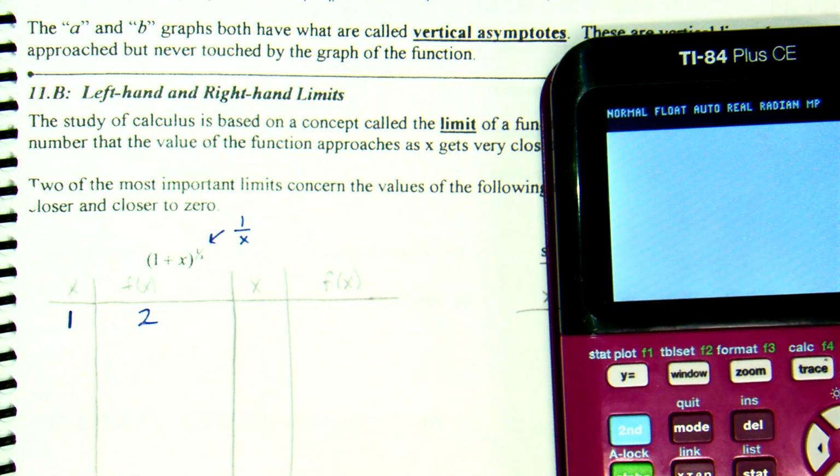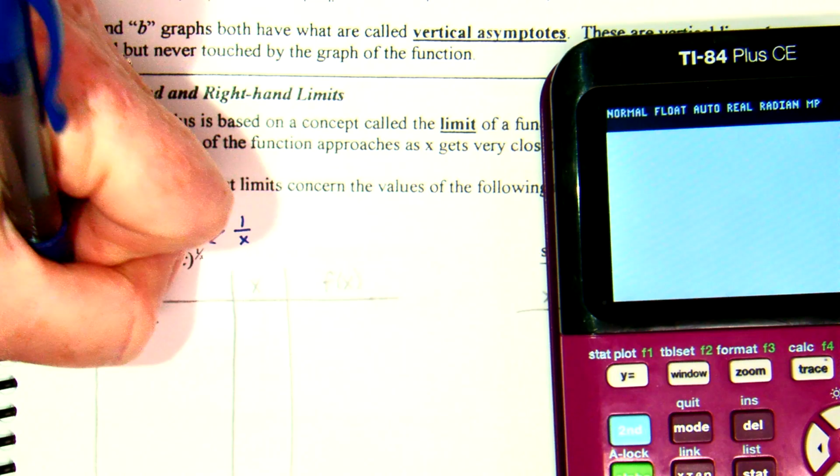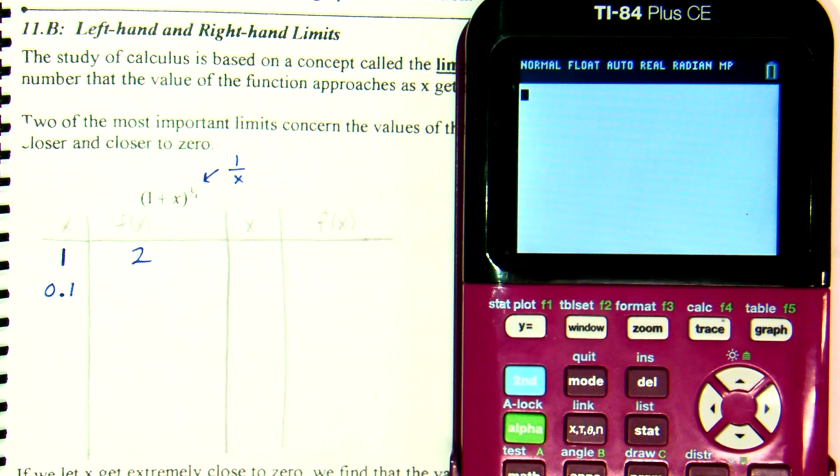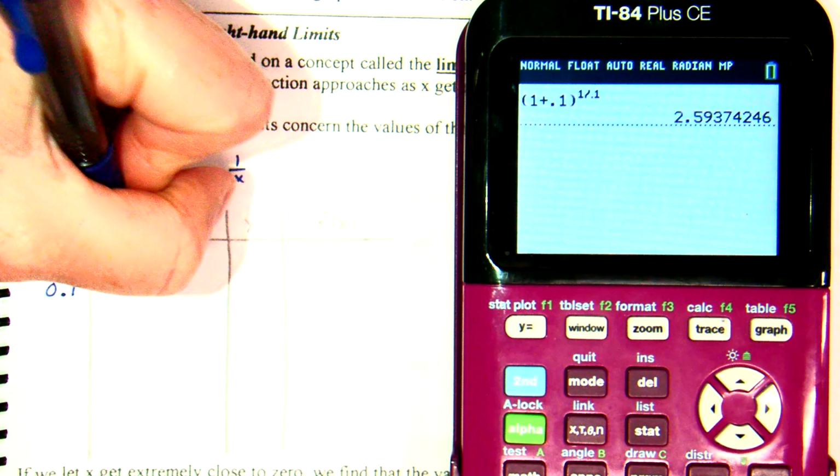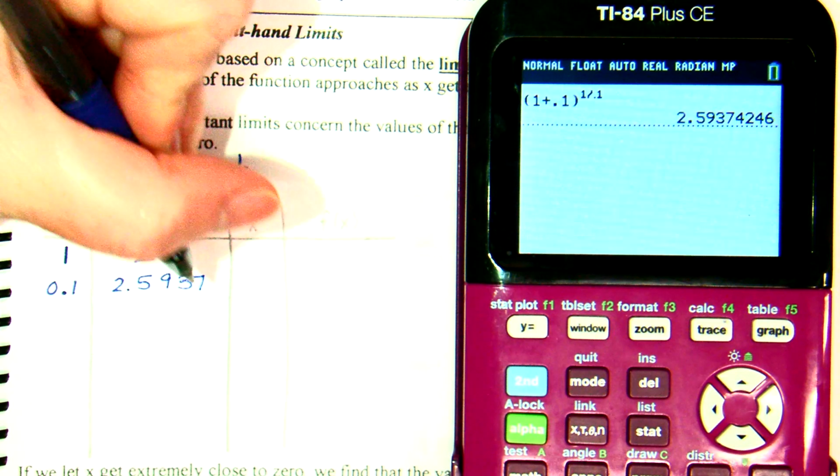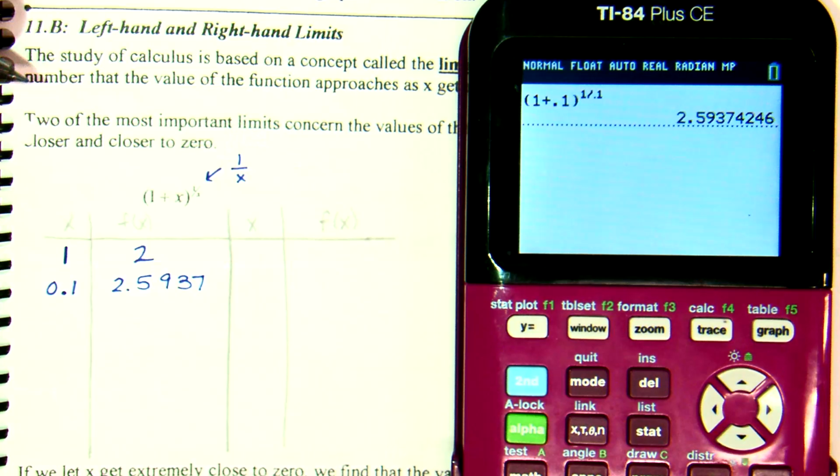Let's put in 0.1, because I'm trying to get closer to 0, right? So that's 1 plus 0.1 in parentheses raised to the 1 divided by 0.1, right? Did you get a lovely decimal like mine? 2.5937. Okay. Can we move the decimal over again?